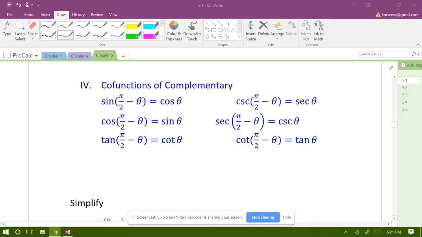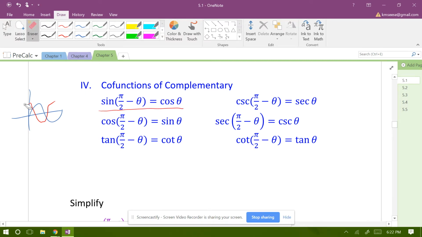All right, so co-functions of complementary angles. This is really just recognizing that sine of theta and cosine of theta are the exact same graph, just horizontal translations of each other. We talked about this a little when we were graphing sine and cosine. If I were to shift my graph of sine over pi halves units, I would get cosine. That's what this right here is saying.